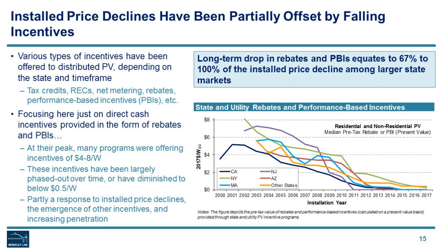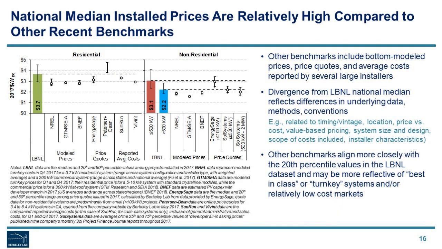I think, maybe the most important point to stress here, though, is simply that these incentive reductions have offset to a significant degree the corresponding drop in installed prices. So looking at just the 5 states shown here, the long-term drop in incentives equates to anywhere from about 2/3 to 100% of the drop in installed prices over the same time period. So even though consumers are seeing dramatically lower prices for PV than they once were, the overall customer economics may not have improved by nearly as much, even though certainly it often has still improved to some degree.